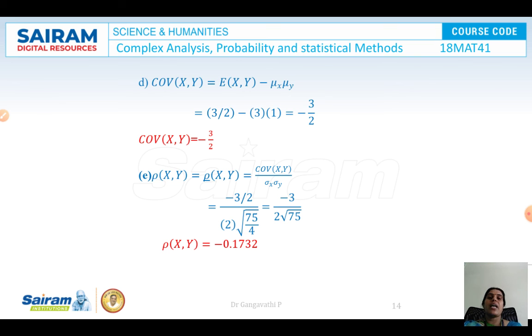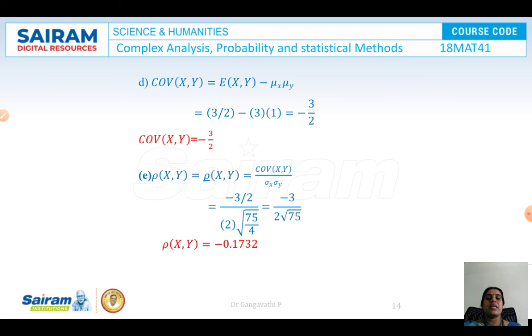Similarly, we were asked to find the covariance by the formula, which is equal to E of xy minus mu x mu y. So E of xy is 3 by 2, which we have evaluated. The mu x value is 3, the mu y value is 1. So the answer is minus 3 by 2.